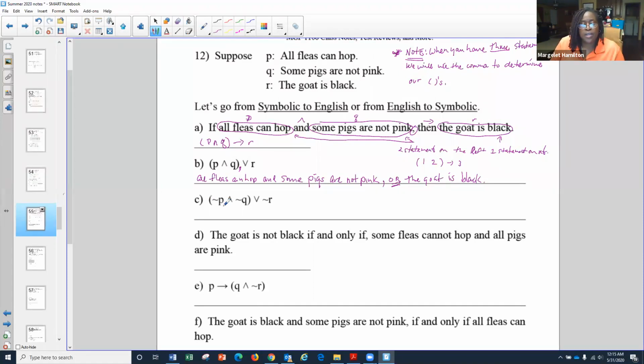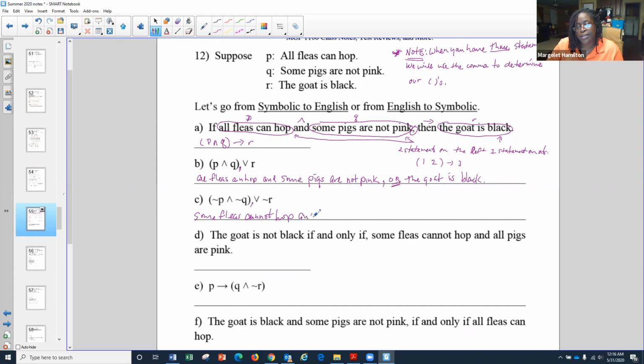C says negation P and negation Q in parentheses or negation R. So right here, I see these are coupled together with an "and." I'm going to put my comma here, then my "or," and then, okay, all right, so now I need to negate. Negation P. So all fleas can hop, "all" negates to "some fleas cannot," okay? So you got that? Some fleas cannot hop.